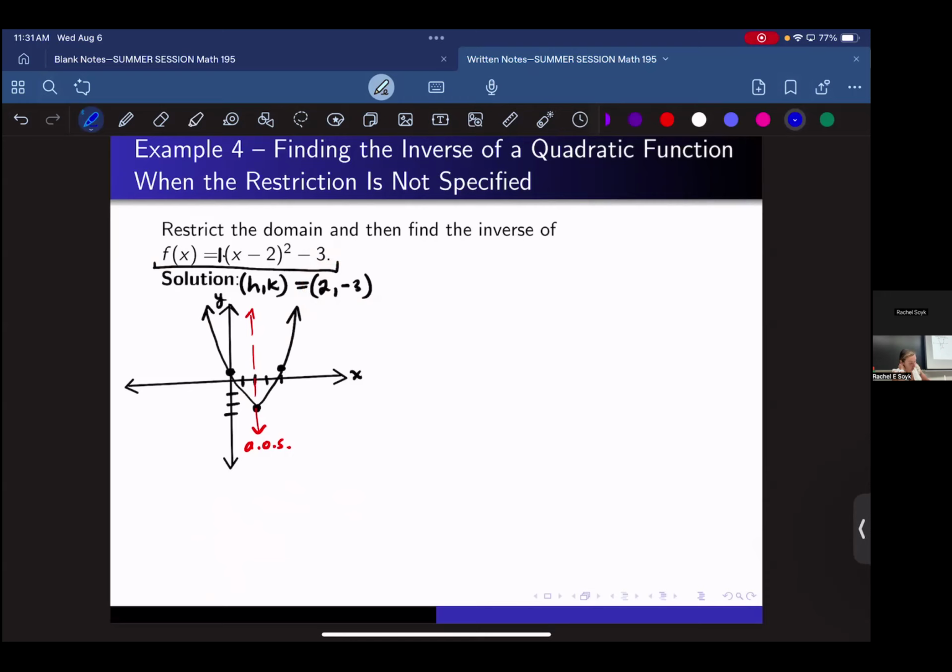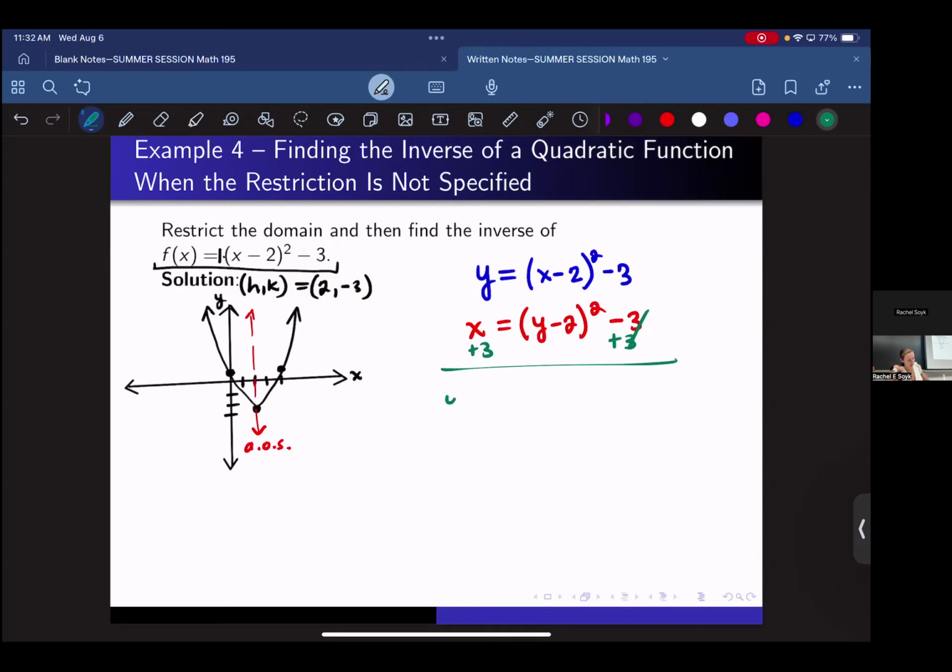So how do we find the inverse? Again, we write everything first in terms of y. So our y is equal to, in parentheses, x minus 2 squared minus 3. And then we swap our x and our y. So we're now looking at x is equal to, in parentheses, y minus 2 squared minus 3. And now we want to isolate our new y. So let's first add 3 to both sides. And so now we have y minus 2 in parentheses squared equals x plus 3.